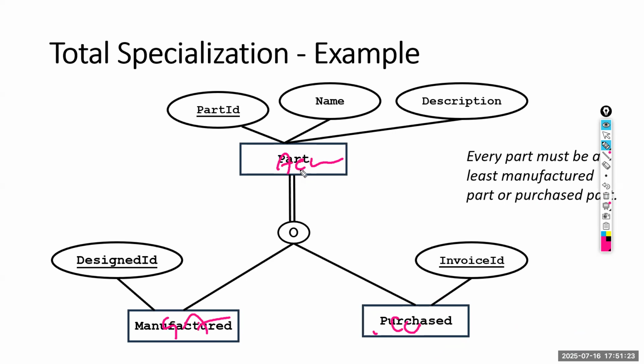There's nothing called an account which is neither a savings account nor a current account. So whenever we have an instance here, it must belong to one of the specializations. So then it is total. Every part must be either a manufactured part or a purchased part in this example.